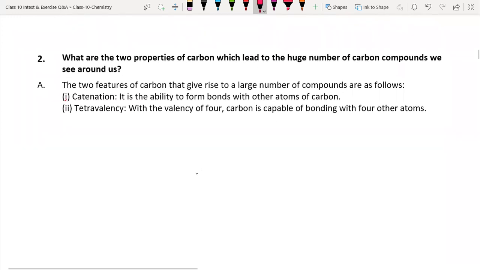Next, what are the two properties of carbon which lead to huge number of carbon compounds we see around? Why carbon is so versatile element? If they ask, you can say because of two properties, catenation and tetravalency. Catenation is nothing but the ability to form bond with other atoms of carbon. How many? Other 4 atoms. It can form 4 atoms.